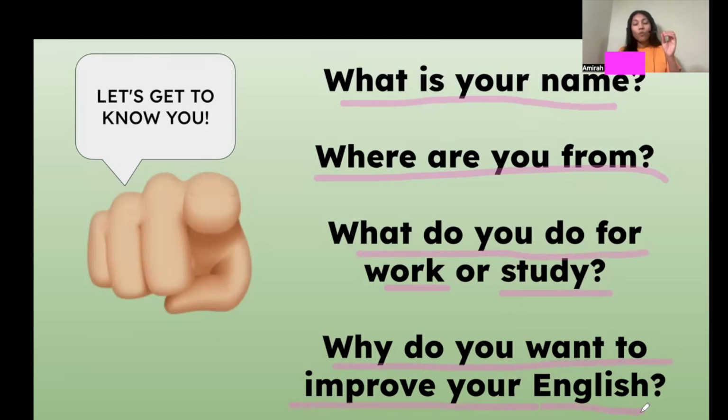Now, I'm going to break down why I asked these questions the way that I did. Because again, you don't want to seem like you're interrogating someone, so I think 4 to 5 questions is enough. You don't want to make them feel like they have to doubt their English speaking journey or that they're doing something wrong. So the first simple question is, what is your name? Oh, my name is Anna. Oh, that's a beautiful name.